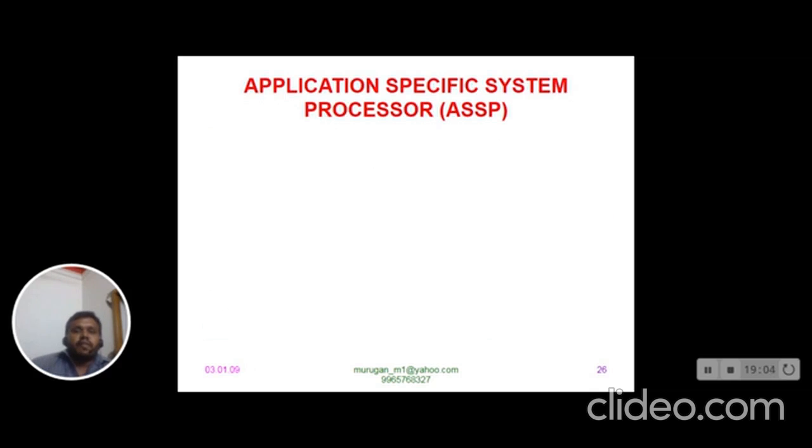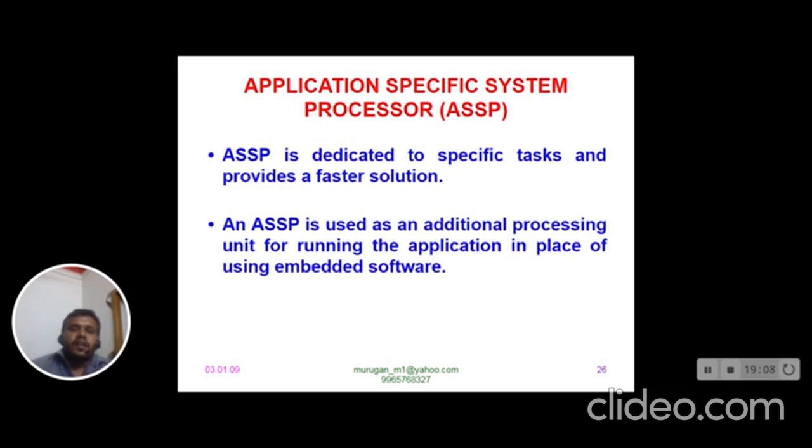Next one is application specific system processor. In the application specific system processor, we have a dedicated specific task for a faster solution. Because in the industrial side we only have a specific application for running a particular task for a particular period, so we need a specific task with a faster solution, so we are going for the application specific system processor.